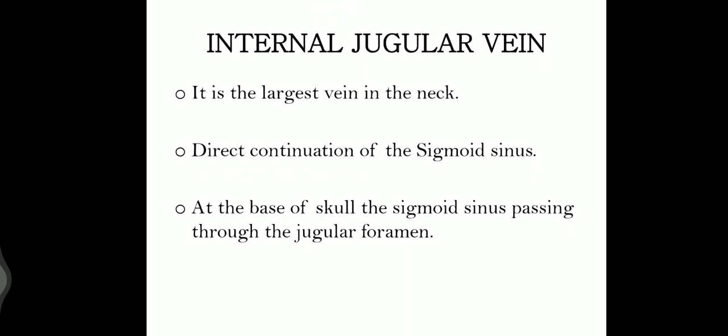Internal jugular vein. It is the largest vein in the head and neck region. It continues from the sigmoid sinus. At the base of the skull, the sigmoid sinus continues as the internal jugular vein.